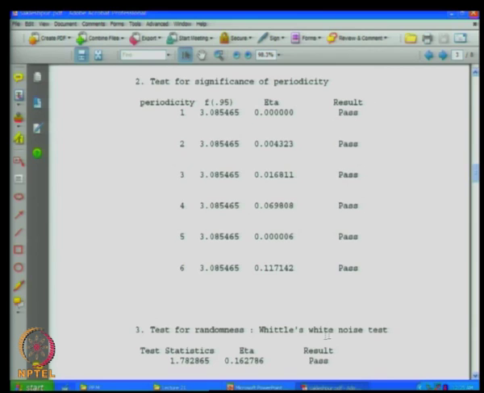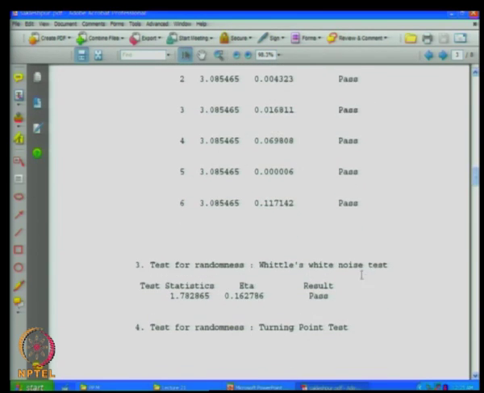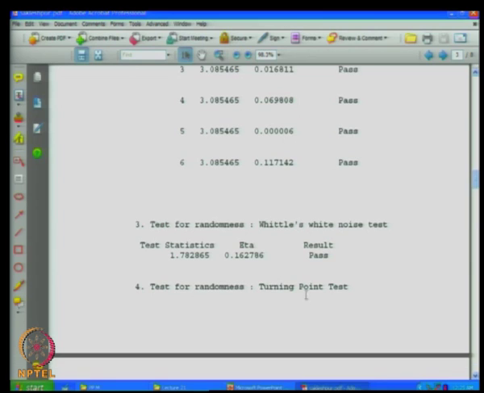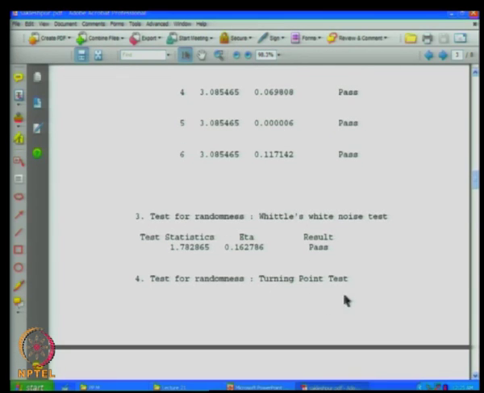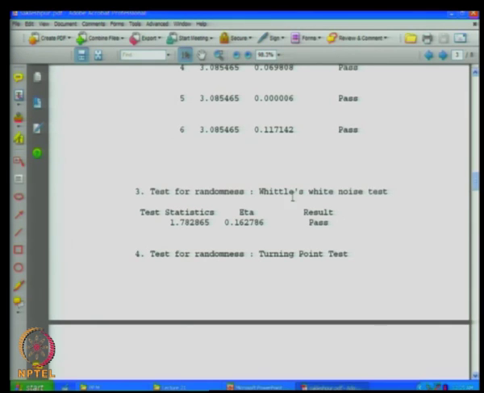Then we look at the Whittle's white noise test. All of this I have discussed, so let me go a bit fast. We have also introduced the turning point test, which I did not discuss in this particular course, but you can always go with the Whittle's white noise test for randomness.